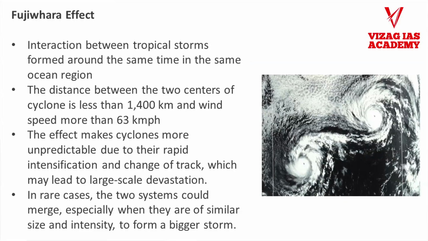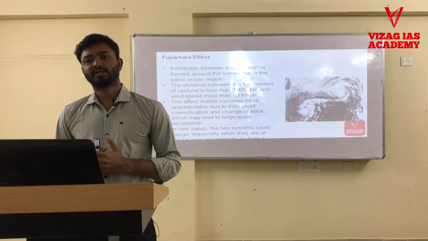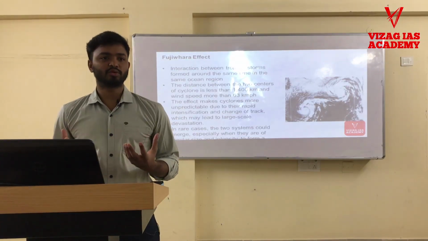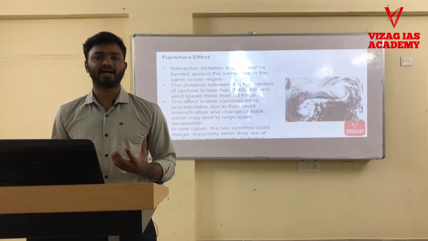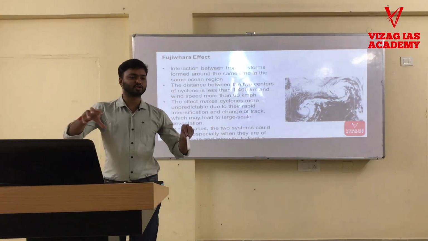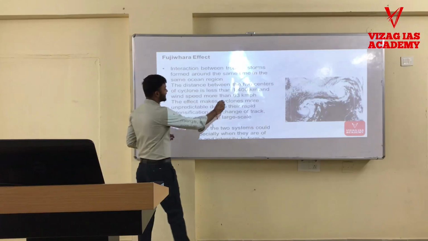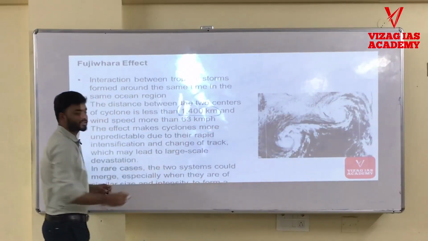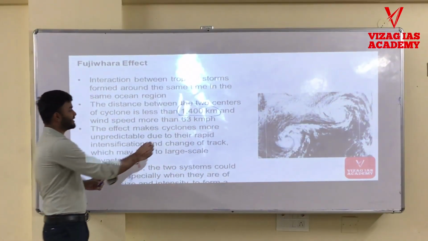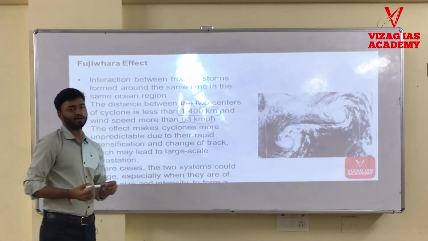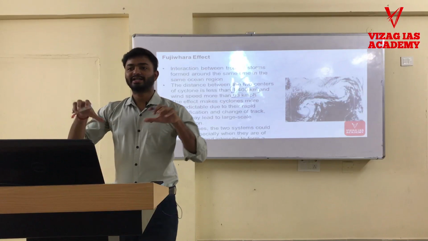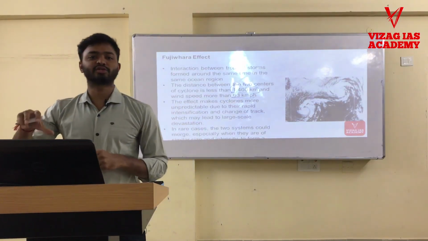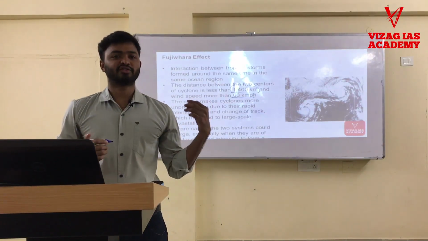Next, the Fujiwara Effect. The Fujiwara Effect is related to cyclonic activity. If two tropical cyclones are occurring in the same adjacent area, the distance between them is less than 1400 kilometers, the wind speeds are greater than 63 km per hour, and the two tropical cyclones are approaching each other, then the interaction between them is called the Fujiwara effect.